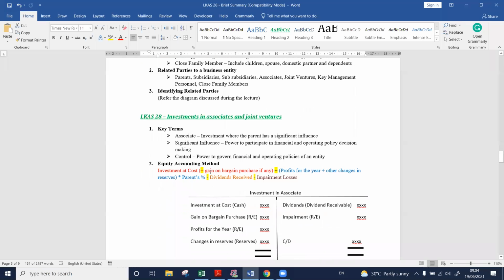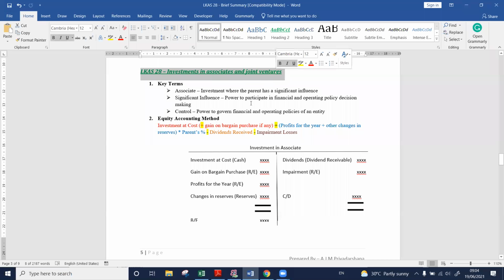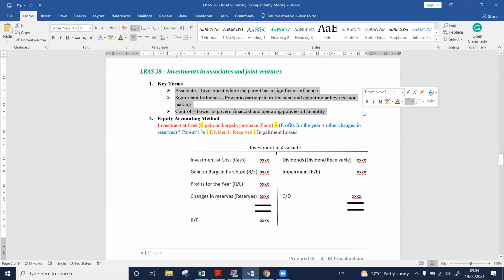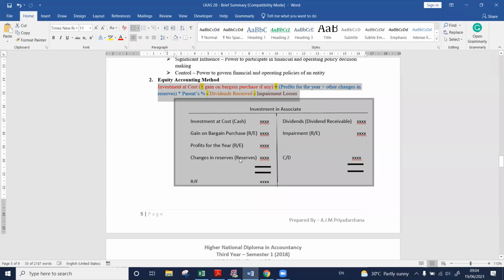So here, LKAS 28, the topic we are discussing at the moment. It has been frequently tested on these key terms. What do we mean by an associate? What do we mean by significant influence? What do we mean by control? These terms were frequently tested. And the equity accounting method, your knowledge on this has been tested frequently.